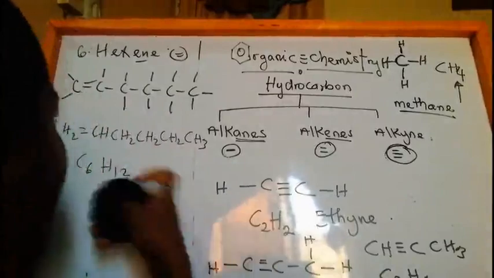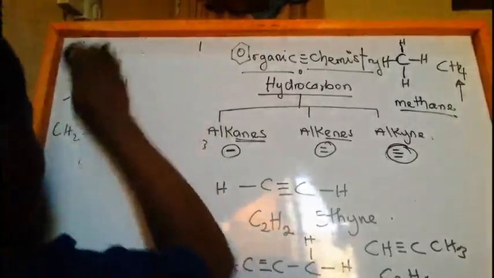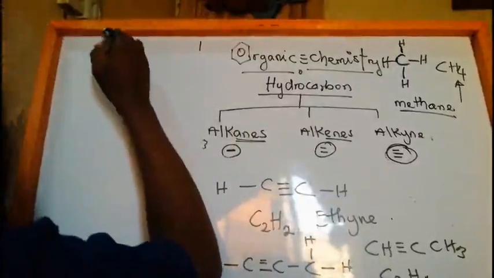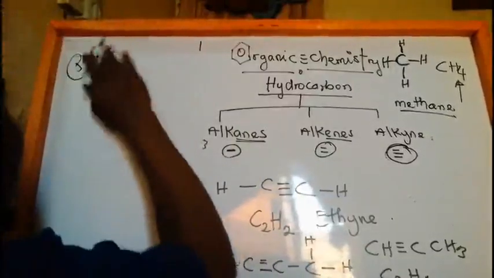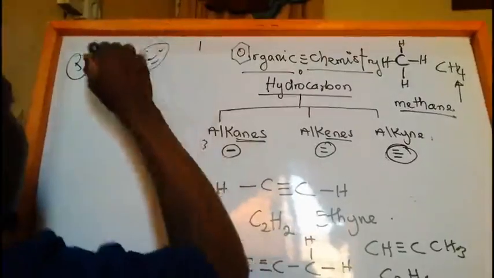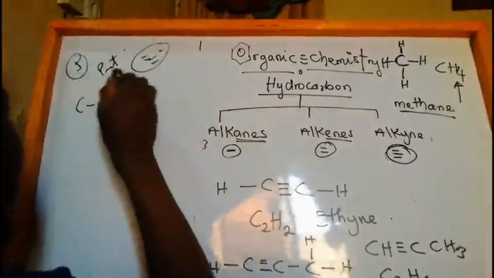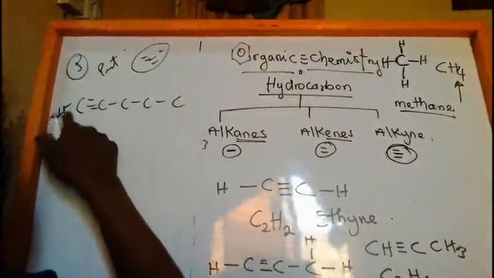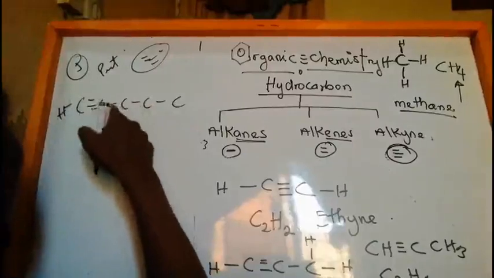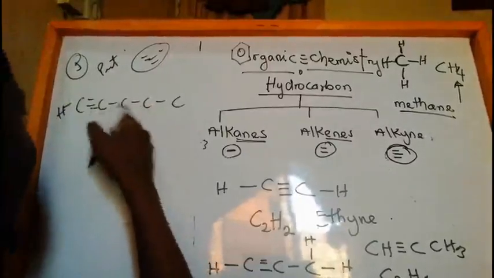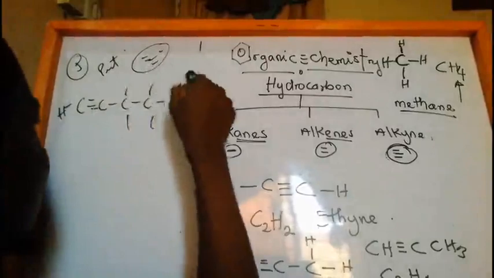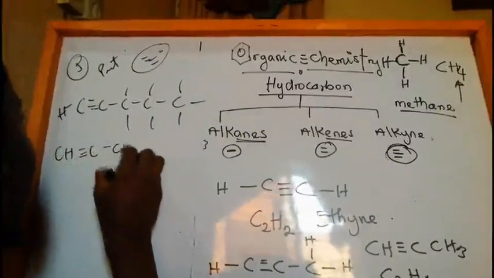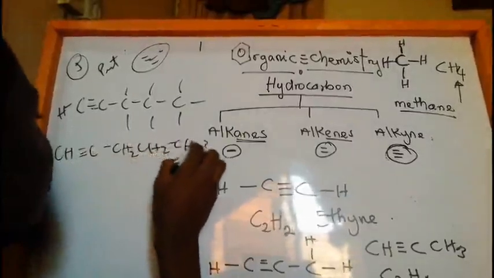And lastly, the last example, let me take a pent, that's 5 carbon atoms on alkyne group, so that's the pentyne group. So 1, 2, 3, 4, 5. Let me take the triple bond here. So this is complete. I don't need to put anything up or down. So it will be CH triple bond C, CH2, CH2, CH3.